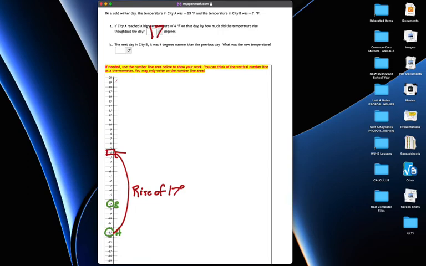And then on the next day in city B, it was 4 degrees warmer than the previous day. So now what was the temperature in city B? So this was city A. City B is going to rise 4 degrees. 4 degrees warmer. We're on city B now. 1, 2, 3, 4. So right here would be city B, and the temperature then for there would be negative 3 degrees.